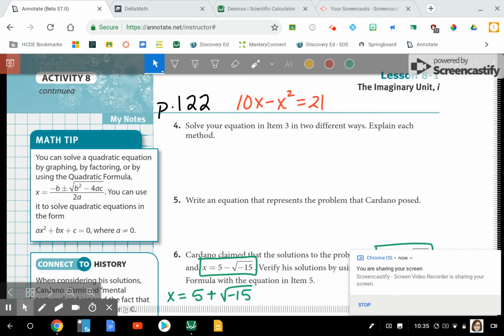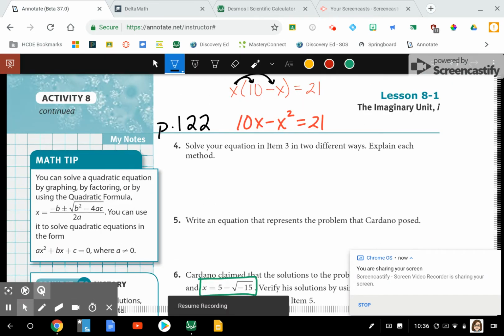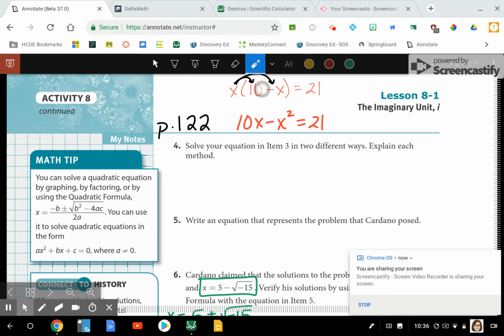Okay, so let's turn to the next page, page 122. From the previous page, our function was x times (10 minus x) equals 21. We can distribute that x. It's kind of similar to that perimeter problem we did on our test. And we get 10x minus x squared equals 21, just by distributing that x.